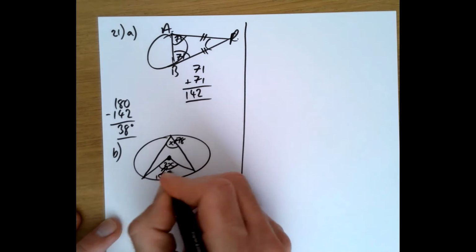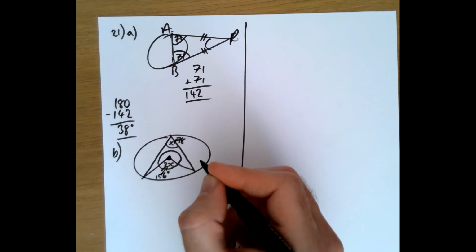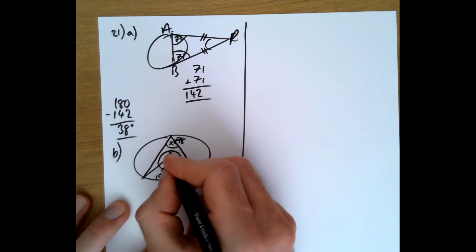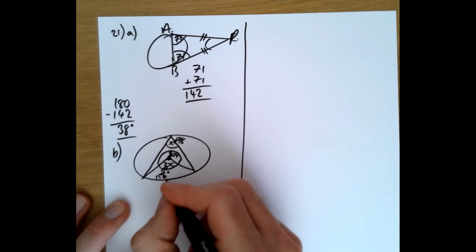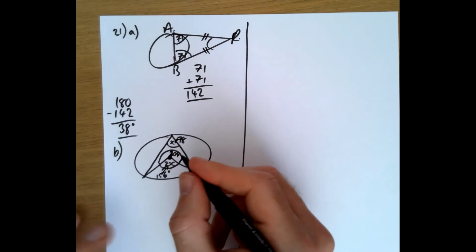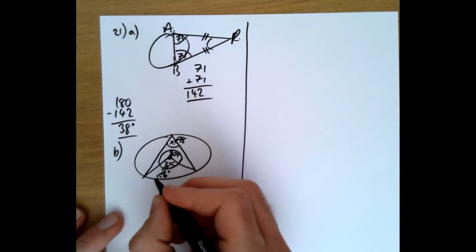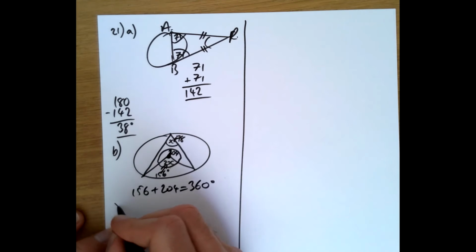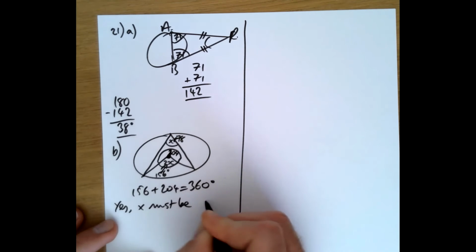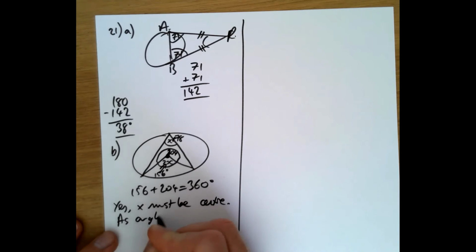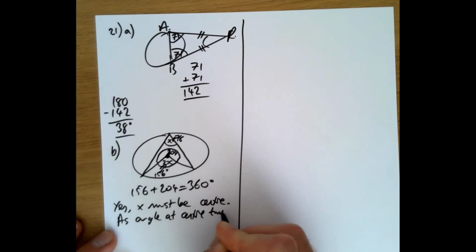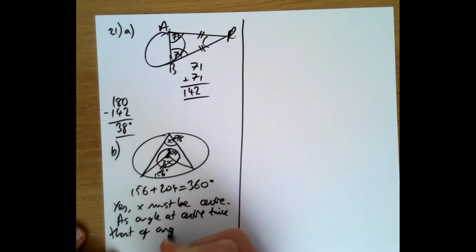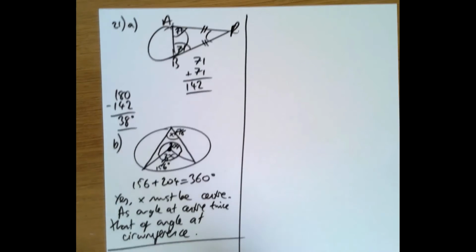But we've not been given this angle, we've been given this one around here. And if I do 156 add 204, it should be 360 if that is drawn correctly, if x is the center. And it does. 156 add 204 does give me 360. So I can say yes, x must be center as angle at center twice that of angle at circumference. Something like that. Right? Good.